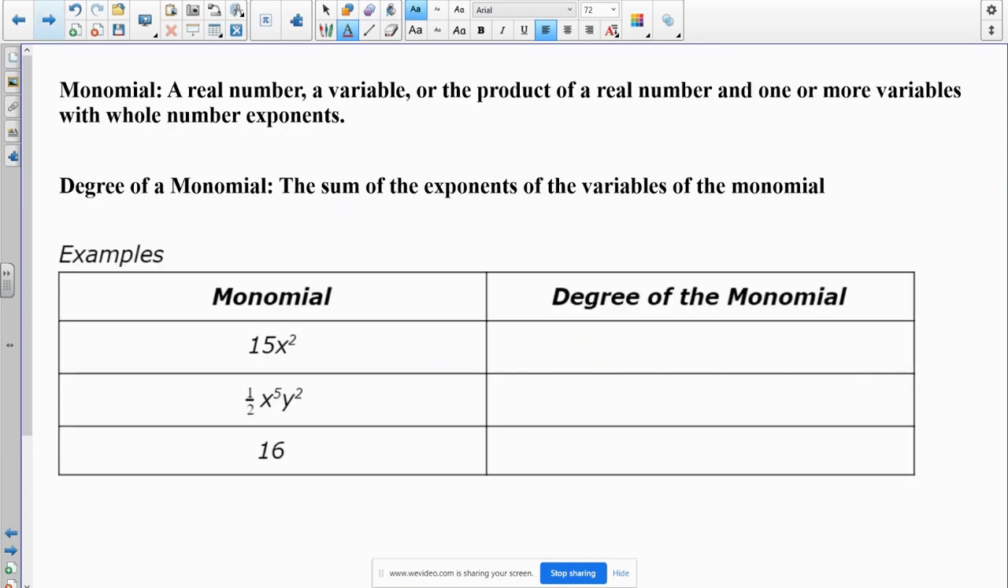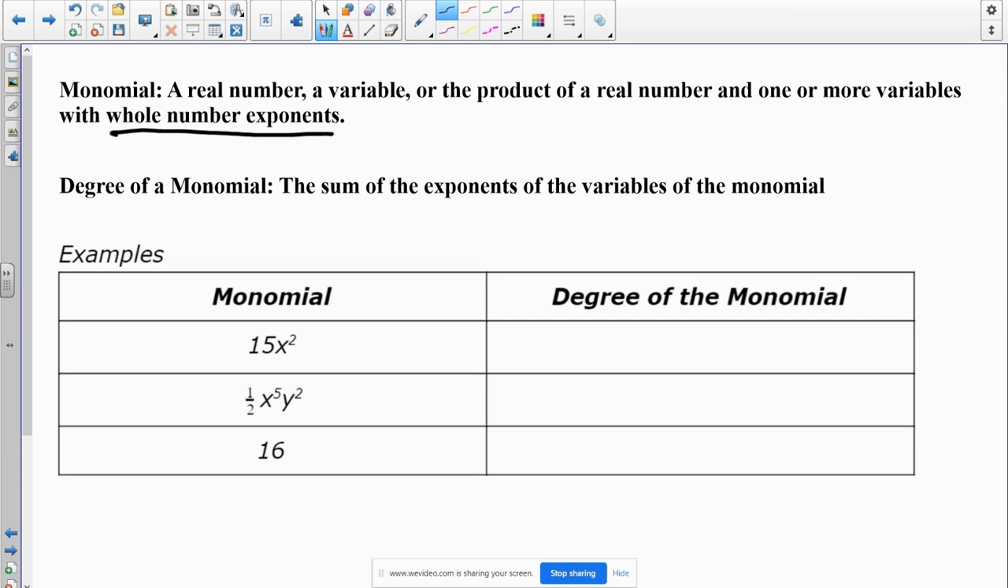The first word we're going to look at is monomial. A monomial is a real number, it could be a variable, or it could be a product of a real number and one or more variables with whole number exponents. So again, it could be just a real number, any number, a fraction or whole number, just a variable to any degree, or a product, a multiplication of a real number and one or more variables. Notice it says whole number exponents. It can't be a fractional exponent. They have to be whole number exponents to be a monomial.